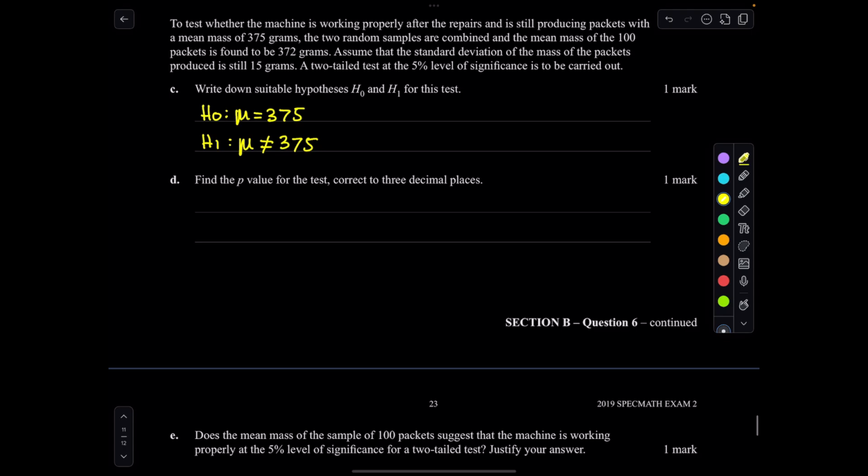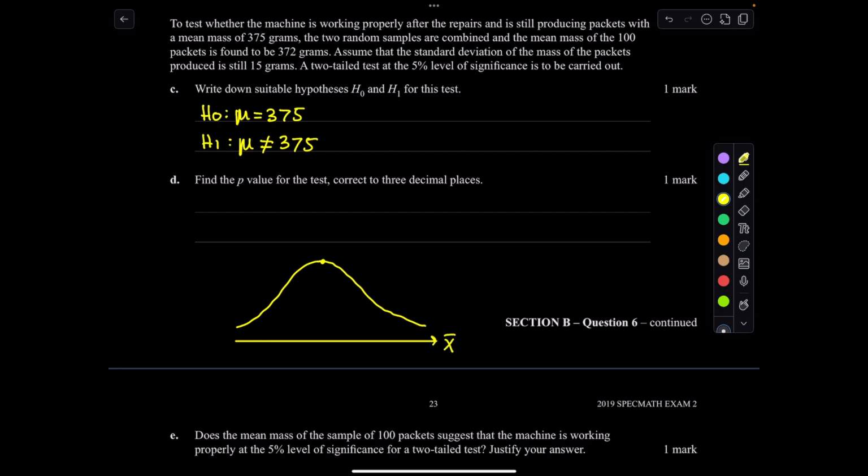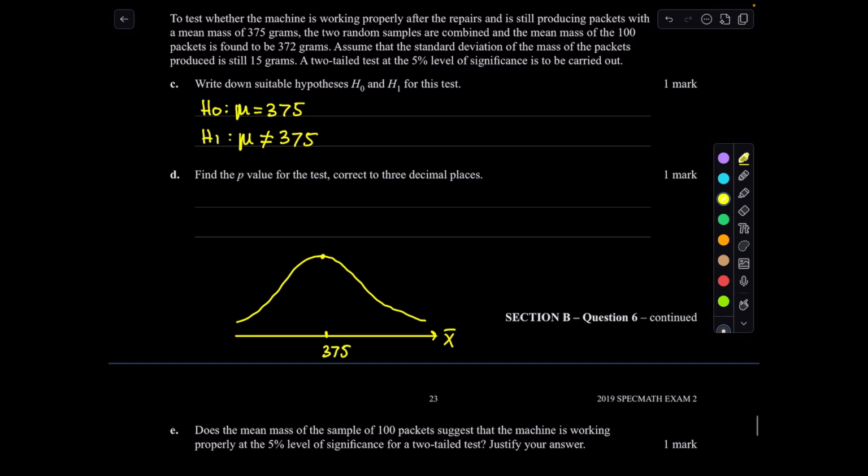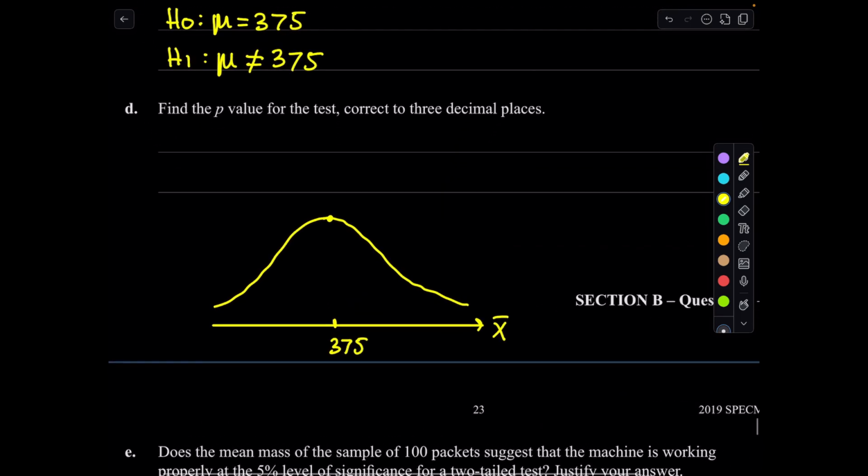Really easy. For a two-tailed test, if you draw a diagram, this is what it looks like. If I draw a normal distribution, this is your x bar. Of course, the mean is 375. You remember, the p-value is when you're saying, hey, I accept the null hypothesis, but I'm trying to find out what the probability is. So 372 is right over here. And remember, a two-tailed test has two tails. This is one tail.